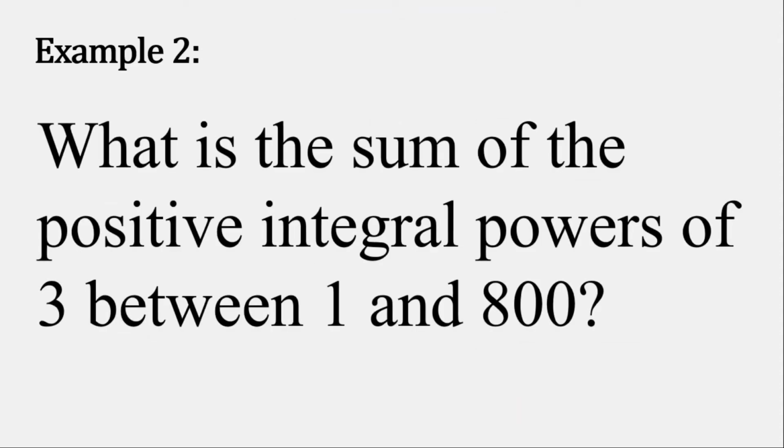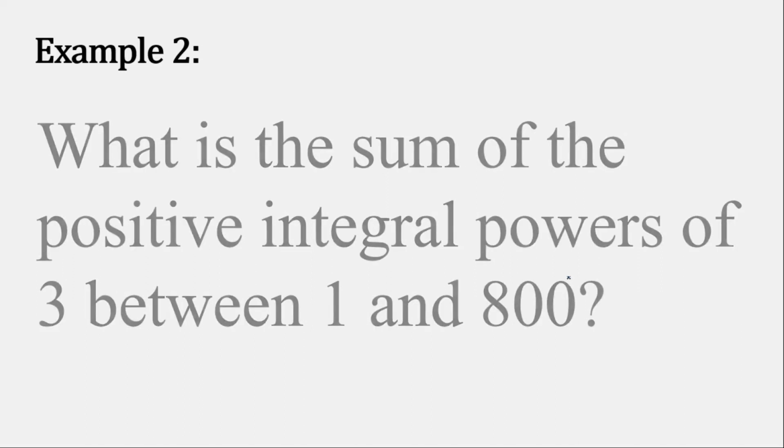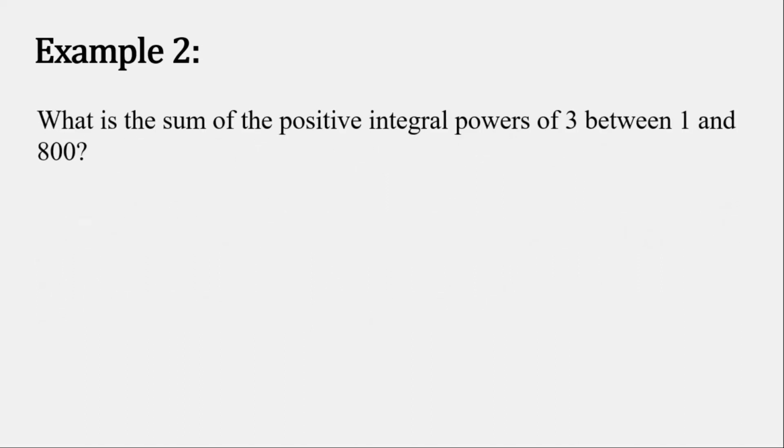Example number 2. What is the sum of the positive integral powers of 3 between 1 and 800? We need to learn more about the terminologies in mathematics in order for us to really comprehend this. Now, the meaning of positive integral powers of 3 is that 3 raised to all positive integers that would correspond to the values between 1 to 800.